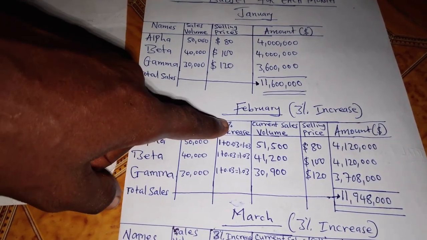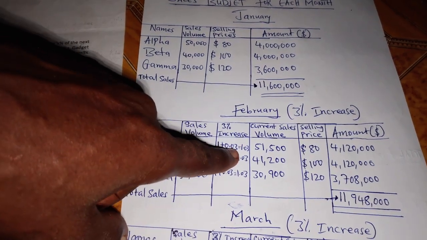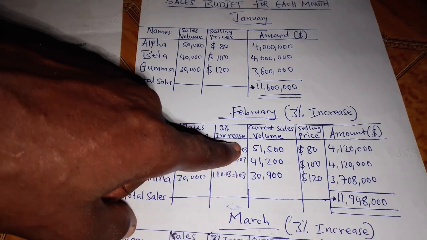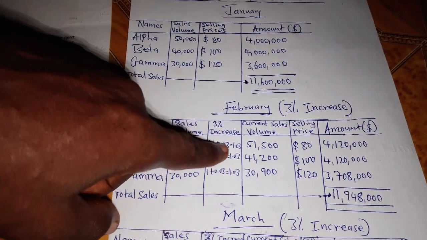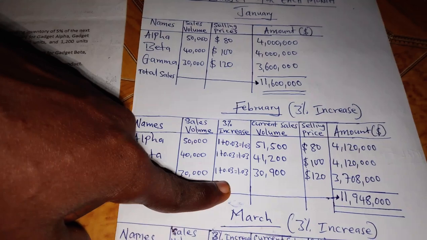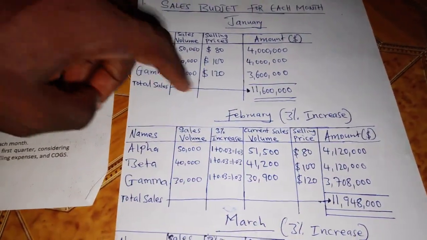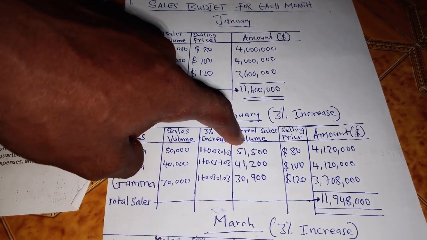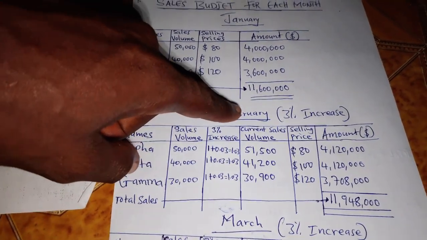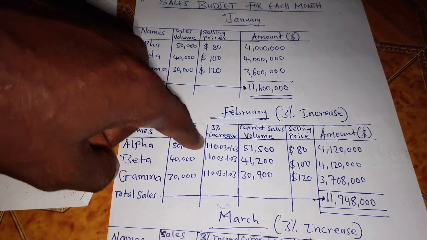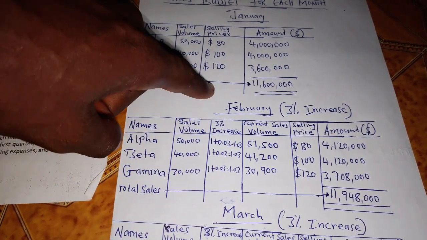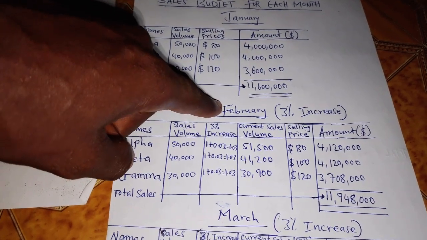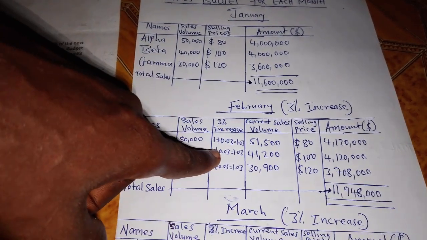When we convert it, it gives us 0.03. So when we add the 1 plus 0.03, it gives us 1.03 respectively. Are we seeing? Then this one now we say current sales volume, because there is an increase of 3% immediately after January. There is an increase in February, 3%.